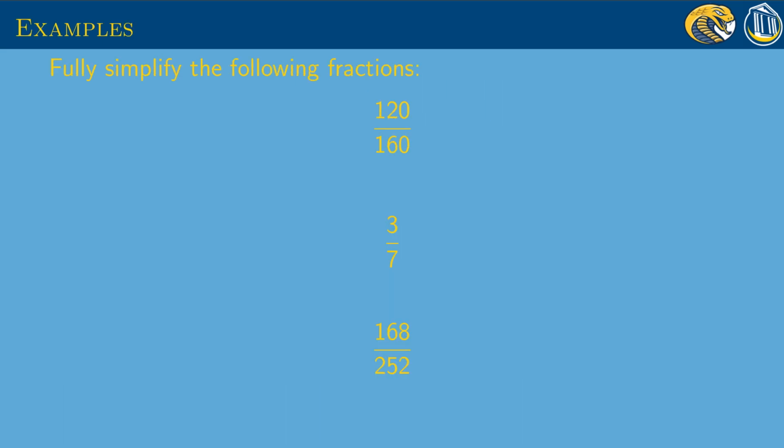Let's fully simplify the following fractions. 120 divided by 160, we need to look for factors in the numerator and denominator that we can pull out. One of the most obvious ones at this stage is that we can divide both of these by 10, since they both end in a 0. 120 divided by 10 is 12. 160 divided by 10 is 16, but we can keep on simplifying.